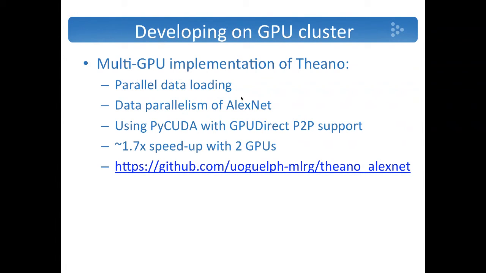And another thing we need here is the data parallelism of AlexNet, where actually we just separate one big mini batch into 2 small mini batches. As I mentioned before, the AlexNet used a mini batch size of 256, but we can compute 2 small mini batches, 2 mini batches of size 128, on different GPUs and average the gradients they contributed. So for averaging the gradients, we have to use PyCUDA with the GPU direct P2P support. And we achieved a 1.7 speed up with 2 GPUs. And if you are interested in this multi-GPU implementation of Theano, you can find it on GitHub. And I'll show you the link here.